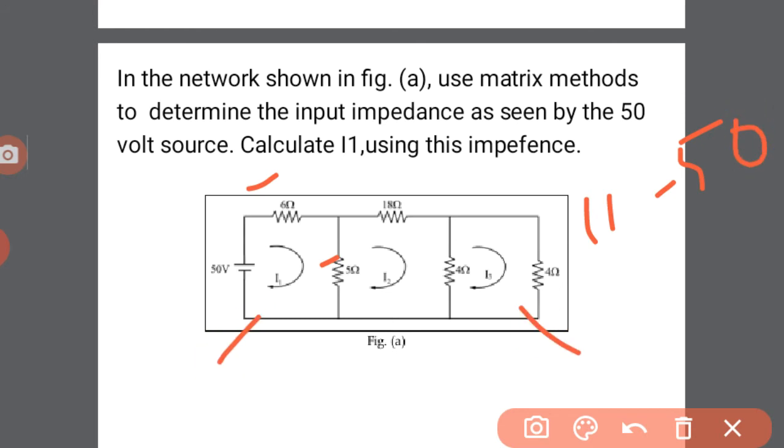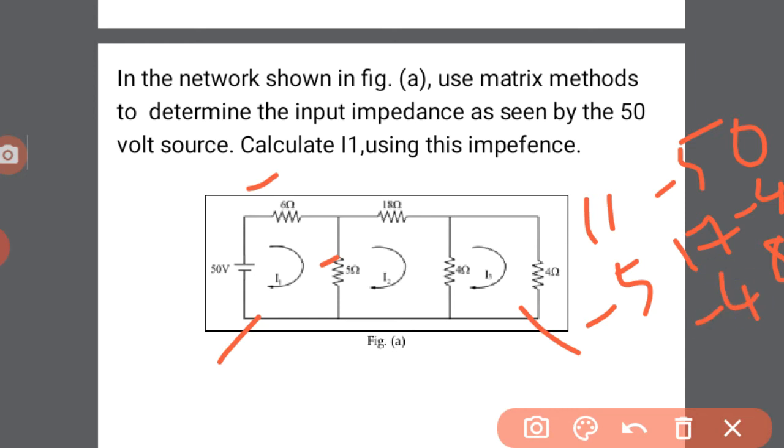Then go for the second equation, the second loop. The self impedance is 18 ohms plus 4 ohms plus 5 ohms. That means 18 plus 5 is 23, 23 plus 4 is equal to 27, for the second loop. Next, the first one is minus 5. Between loop 2 and loop 3, it is minus 4 ohms. Again for the third equation, the self impedance is 4 plus 4, that is equal to 8. Between the third and second loop, it is minus 4.